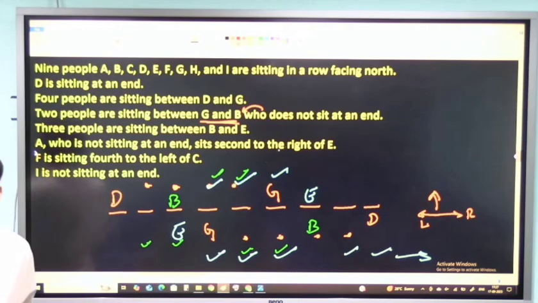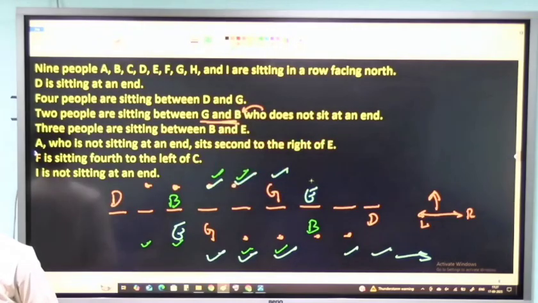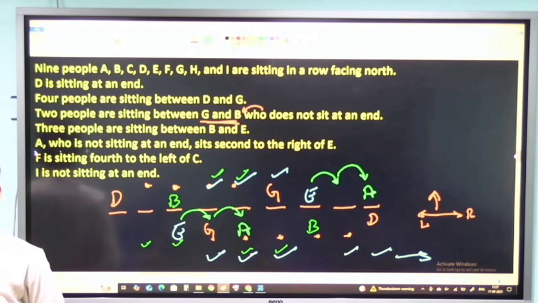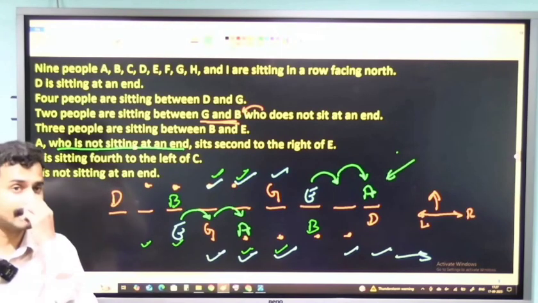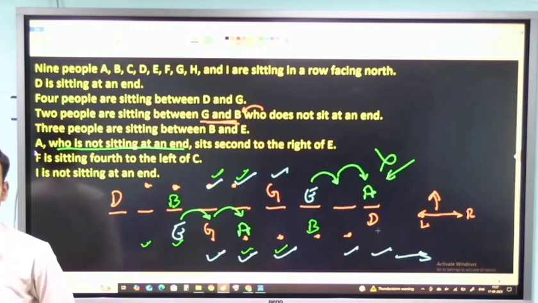Next, A, who is not sitting at the end, sits second to the right of E. Let me consider second to the right of E first. So here, E is here, this is the first right, this is the second right, so this should be A. Similarly, here in the second condition, E is here, first right, second right, this should be A. Now, the question is saying that A is not sitting at the end, but in the first condition I am getting A at the end, so I can directly eliminate the first condition. Now I am left with only one condition.